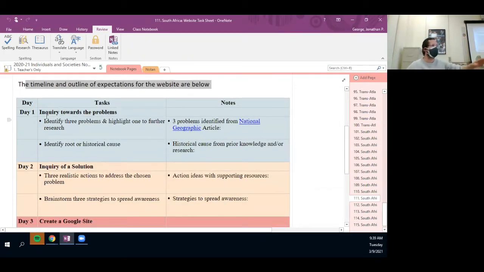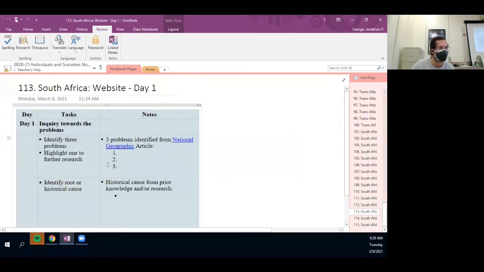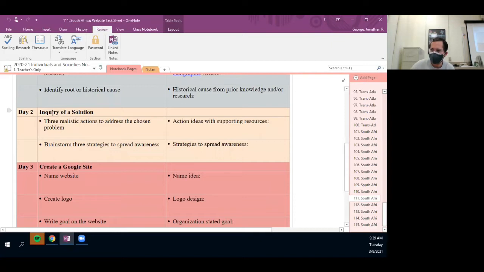Day 1. Now I separated this into 4 days and I basically copied it into the different notebook pages. But I just wanted you to see it all in one place. So today, day 1, here's what we're focusing on. Inquiry towards the problem: what are the problems in South Africa today? And then identify the root or historical cause. If you look at day 1, that's the same thing as page 113, but I just put it separate. So that's where you're actually going to do the work, on page 113. You don't need to write anything on 111. Day 2, inquiry: what are 3 realistic actions to address the chosen problem?